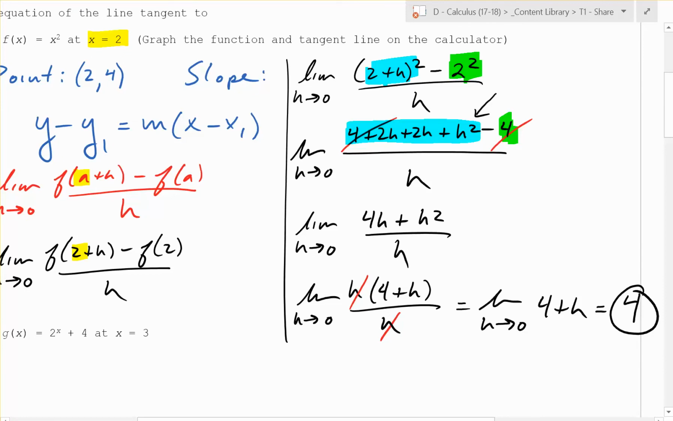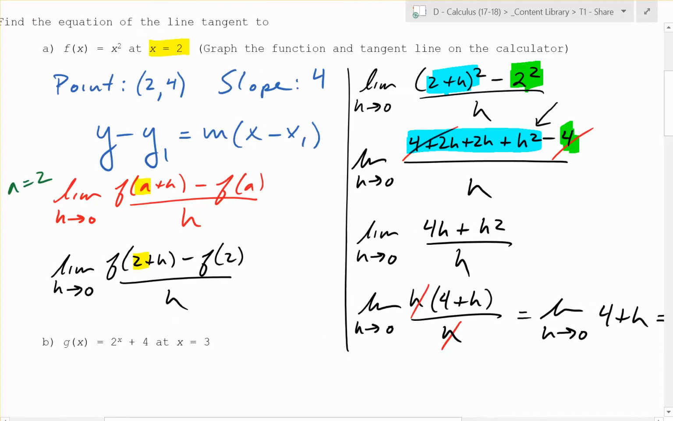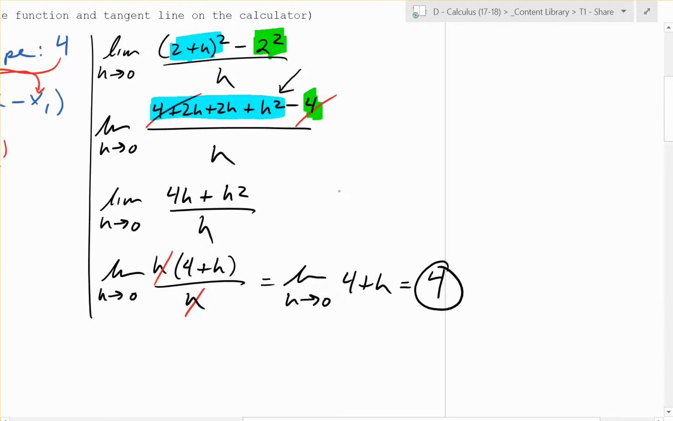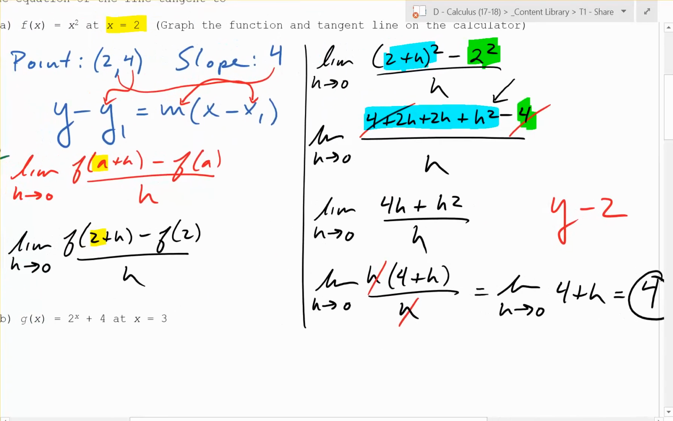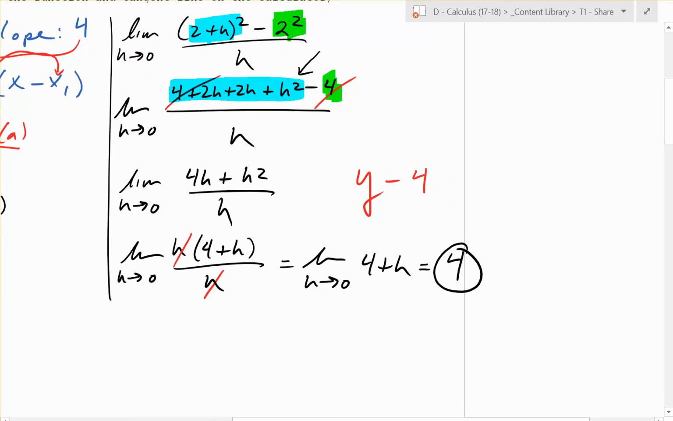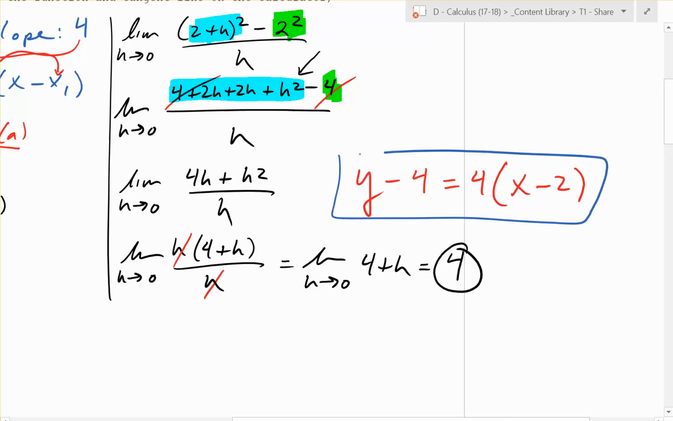So now we have a point and a slope. Our point is 2, 4, and our slope is going to be 4. Now we can plug into this equation. We know that x1 is 2. We know that y1 is 4, and our slope is 4. So our equation is going to be y minus 4, because that's the y value of the point, equals the slope times x minus 2, the x value at the point. So now we have the equation of the tangent line.